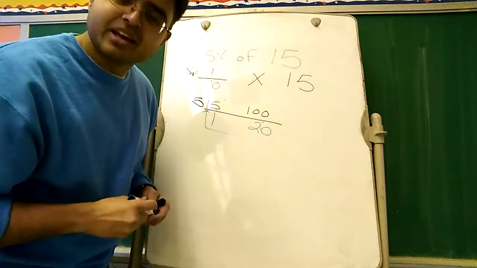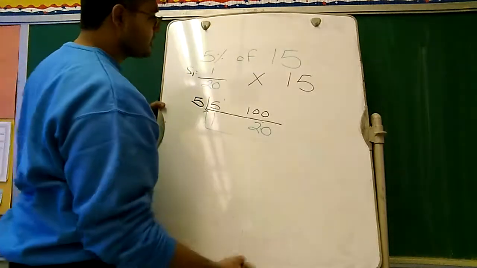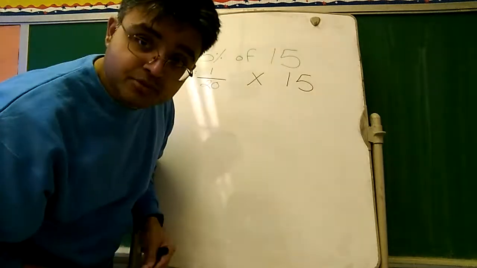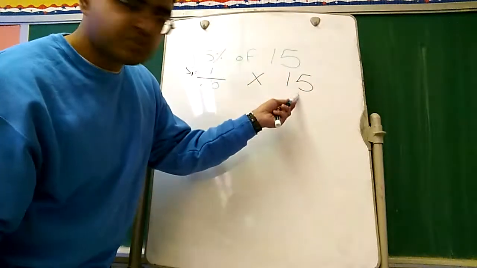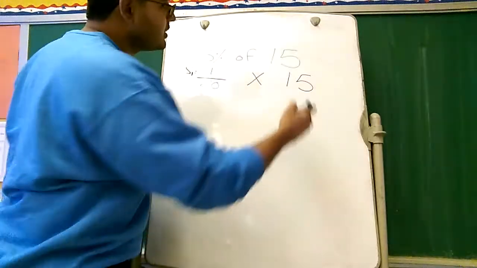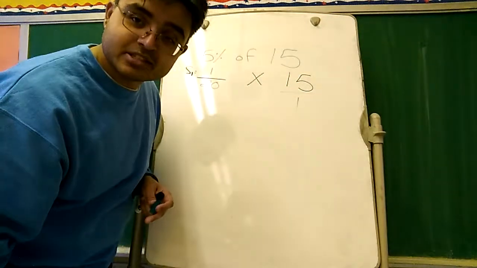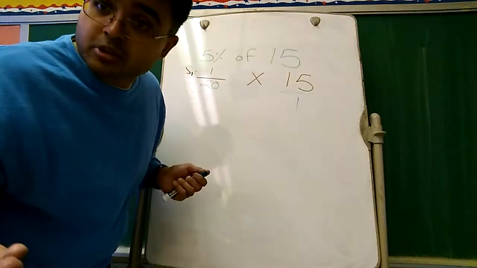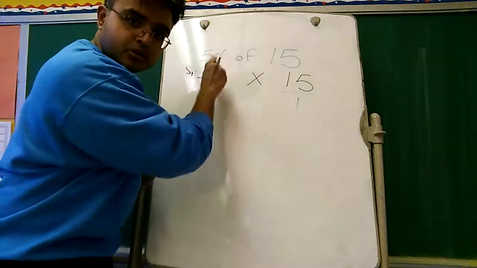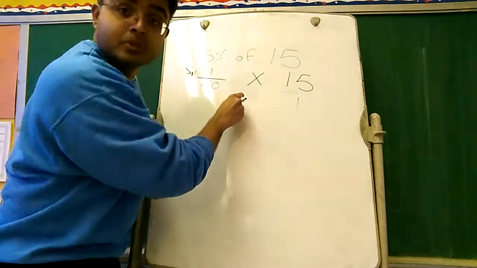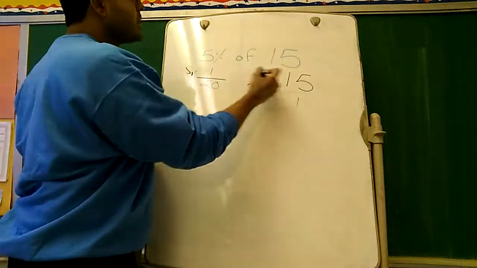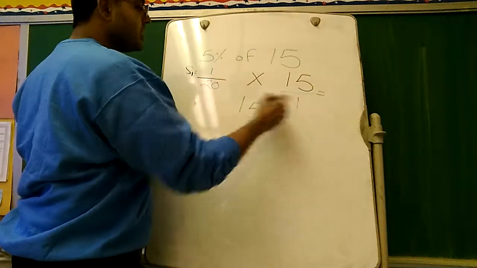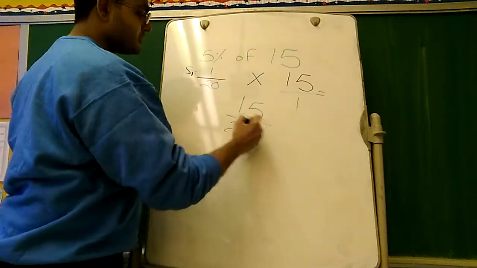Now we can do the math in a very easy way. Let's do it together. 1 over 20 times 15. How do we do this? 15. Change it to a fraction. Done. 15 is the same thing as 15 over 1. And now we got 2 fractions. Multiply. Easiest thing in the world. Numerator times numerator. Denominator times denominator. 1 times 15 is 15. 20 times 1, 20.